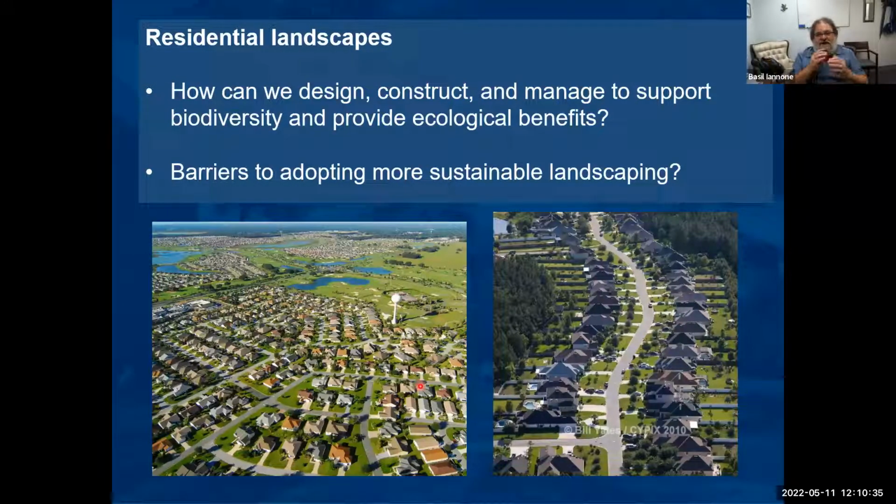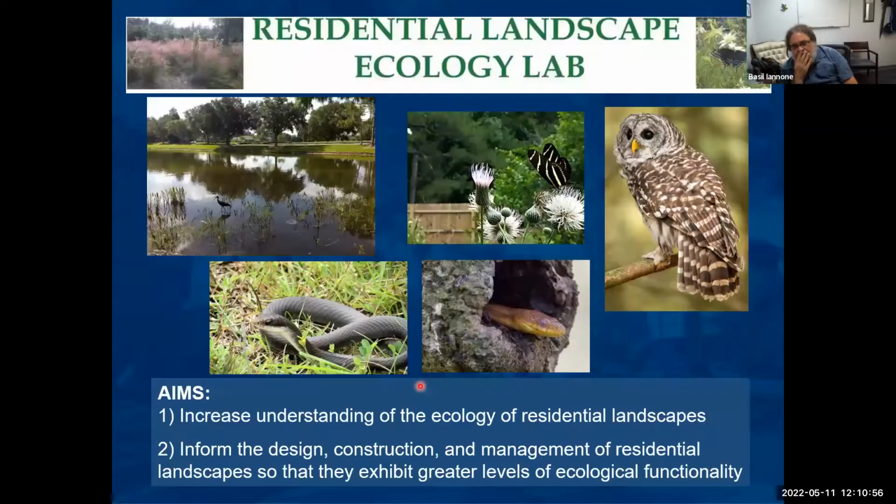So here's the question: how do we design, construct, and manage these landscapes to support biodiversity and provide ecological benefits, right? And then most importantly, we can probably answer that first question. I know in this room we have the knowledge of how to do that, but the big questions are the barriers to adopting these more sustainable landscaping approaches. And that's what my lab group gets at. I really love the outdoors, I go backpacking to get away from people. But isn't it great to be able to sit in your backyard and just see nature?